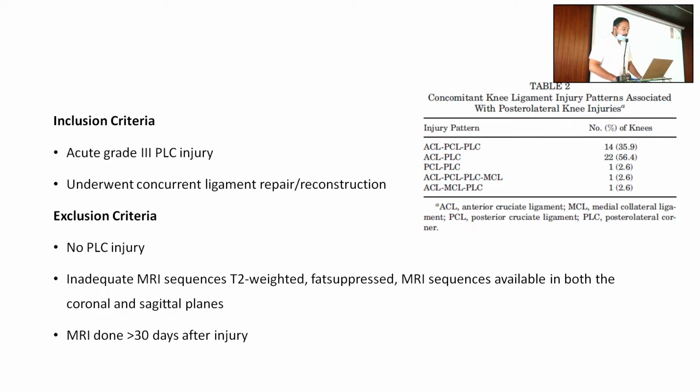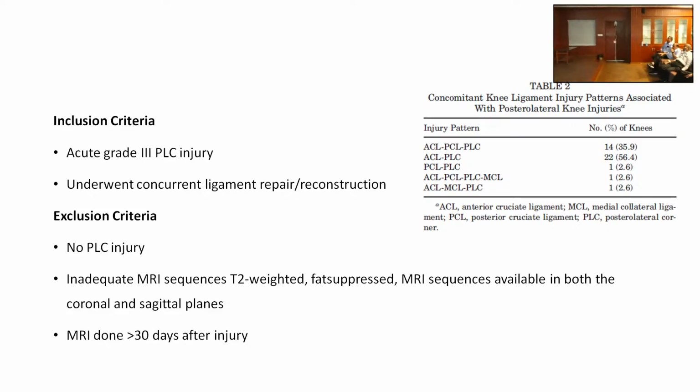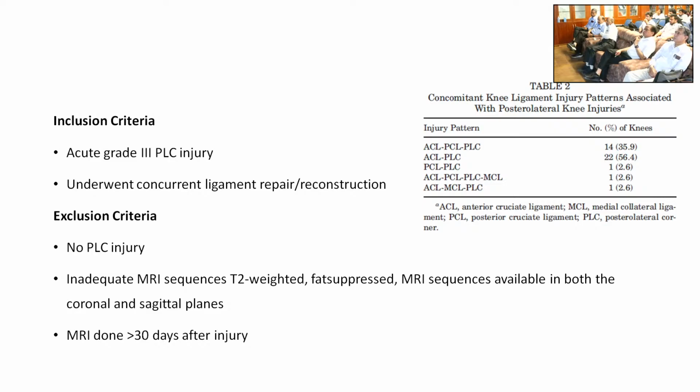Yes, sir. Injury pattern in this, ACL and PCL with PLC is 14, sir. And ACL and PLC is 22 patients, and then ACL, PCL and PLC with MCL is 1, sir. And what is your conclusion from the table? Why did Sridhar ask you to read the table? This is usually with multi-ligament. I don't know. You don't know. That's a good answer. Commonly missed.